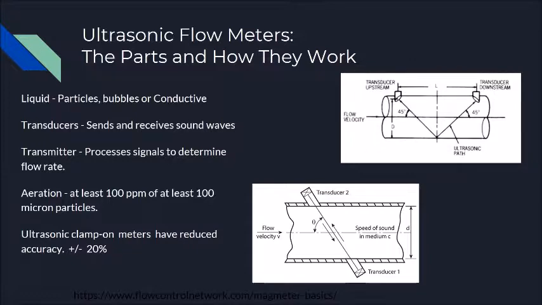And then ultrasonic clamp-on meters are essentially ineffective in the industry, as their accuracy is greatly reduced. Most of the flow meters that we've looked at, ultrasonic and mag flow, tend to get within 5% accuracy. So the ultrasonic clamp-ons having a plus or minus value of 20 is quite significant.